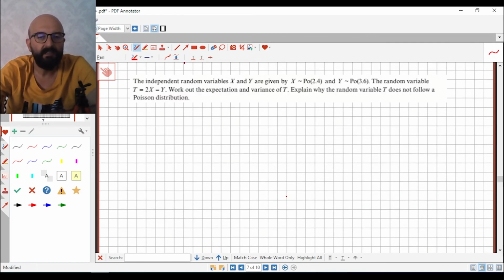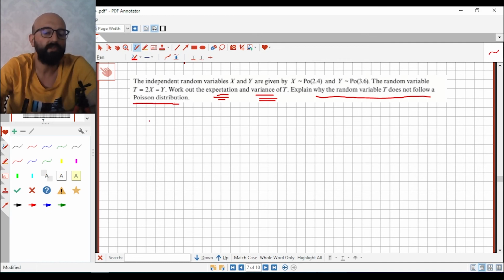Okay, now in this example, the independent random variables x and y are given. X is in the Poisson distribution with mean 2.4, and y is in the Poisson distribution with mean 3.6. The random variable t equals 2x minus y. Work out the expectation and variance of t, and explain why the random variable t does not follow a Poisson distribution.